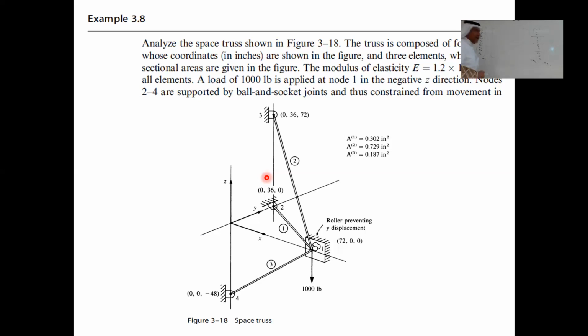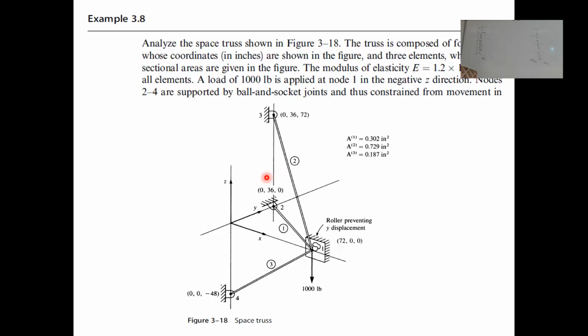How much is F1X? F1X equals 0. There is no force at the moment. And then F2X, F2 what? F1Z minus 1,000. Okay, minus 1,000. Now we have 2 equations.